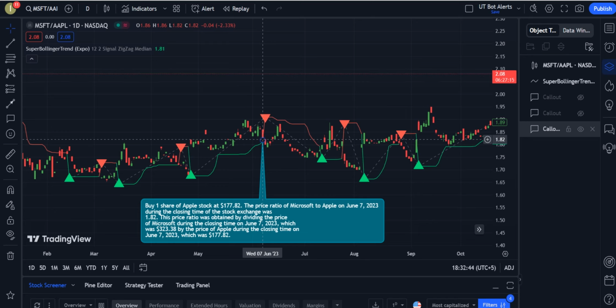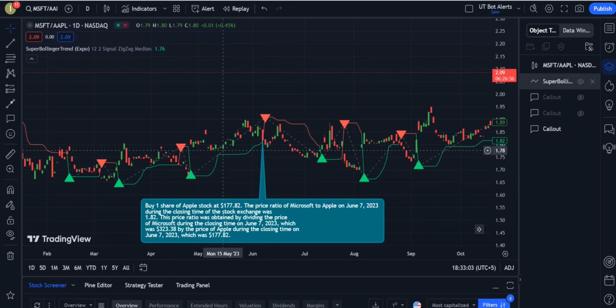And so the price ratio of Microsoft to Apple on June 7, 2023, during the closing time of the stock exchange, was 1.82. And so I annotated here that at this time, at the closing time of the stock exchange on June 7, 2023, we would buy one share of Apple stock priced at $177.82.